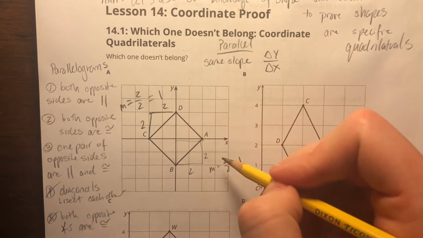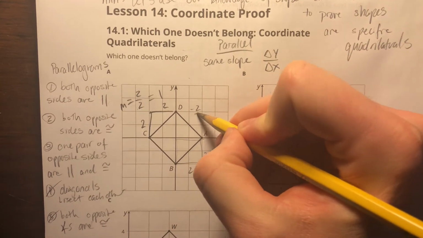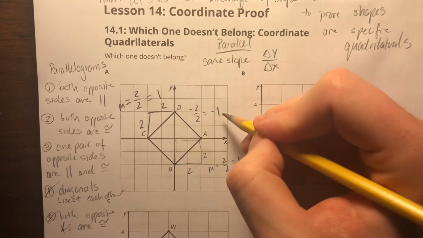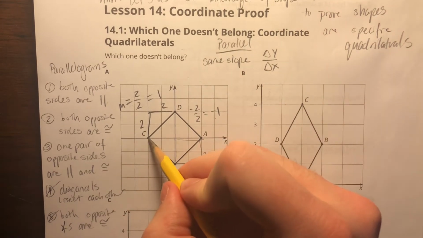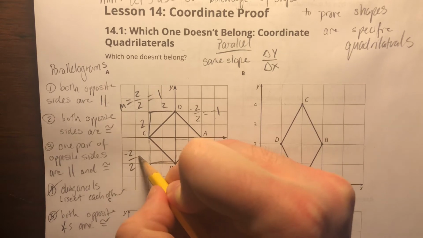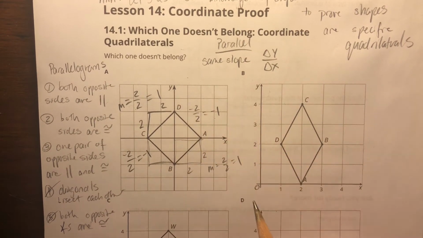Same with these sides here. I can say down 2 over 2. So it's negative 2 over 2. That's equal to negative 1. Here we've got down 2 over 2 as well, which is the same slope. So we know that these sides are parallel.